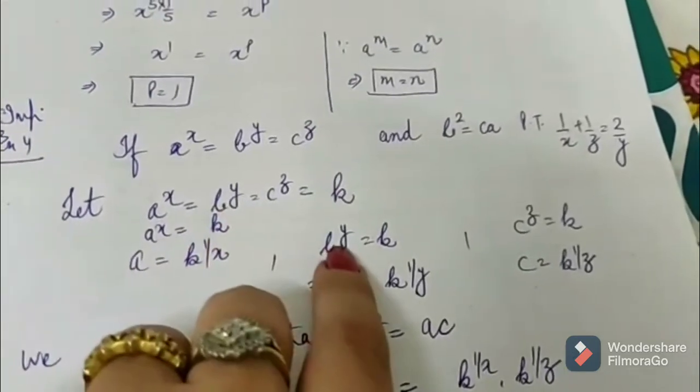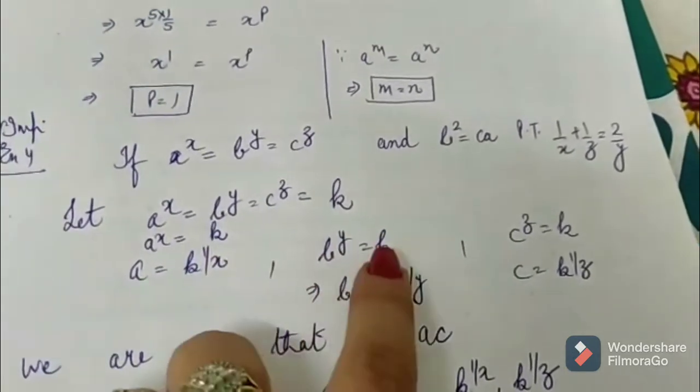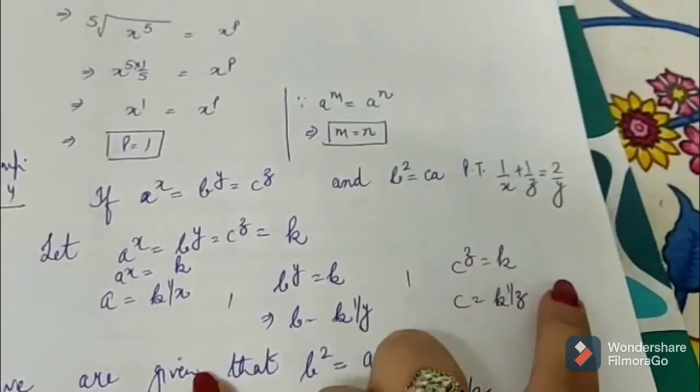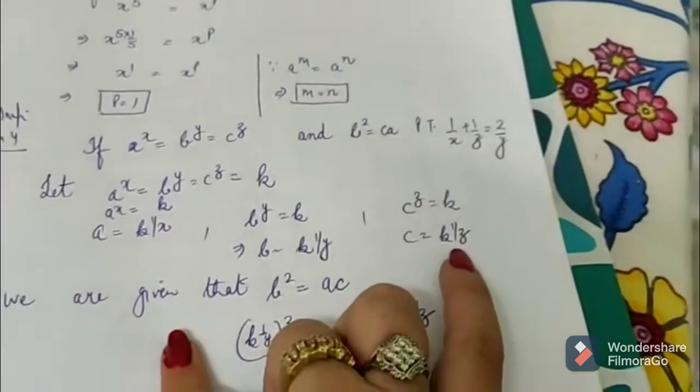Similarly, b raised to power y is equal to k, यानी कि b is equal to k raised to power 1 upon y. And similarly, c raised to power z is equal to k, यानी कि c is equal to k raised to power 1 upon z.